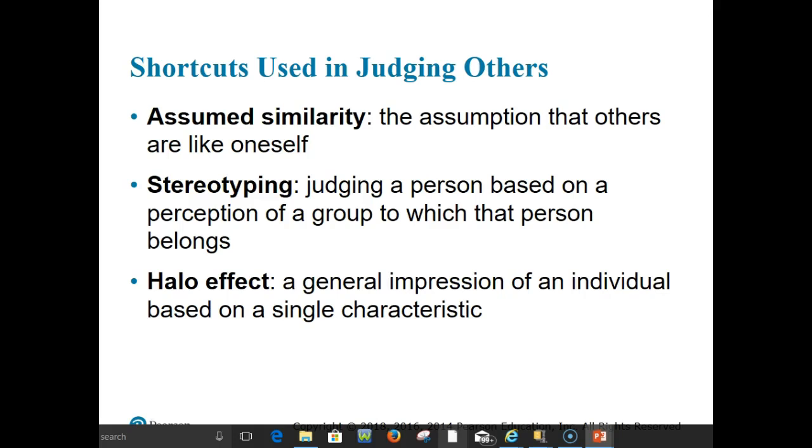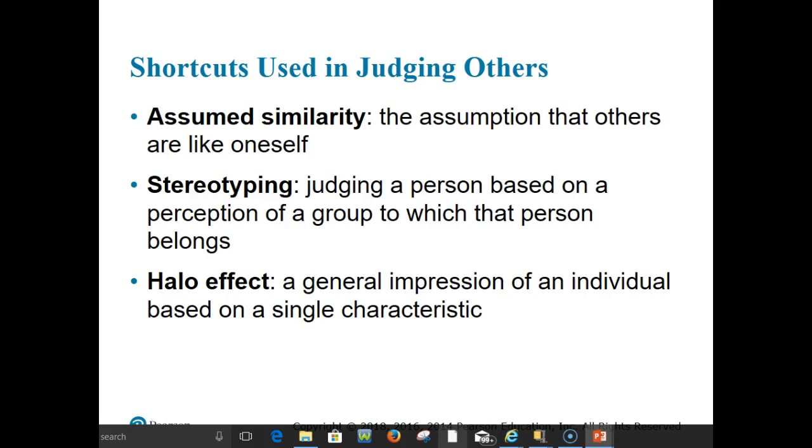For instance, married people are more stable employees than single people. And that's an example of stereotyping. So when we formulate these general impressions about a person on the basis of a single characteristic, such as intelligence, sociability, or appearance, we're influenced by the halo effect.